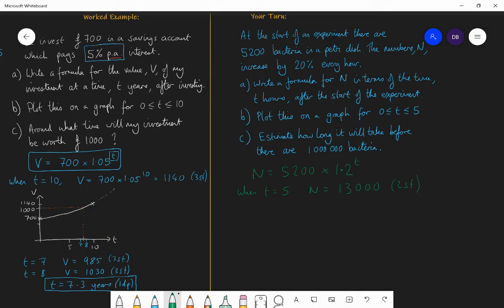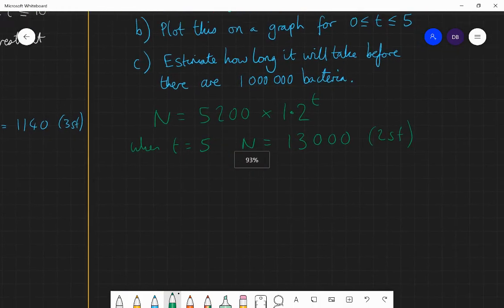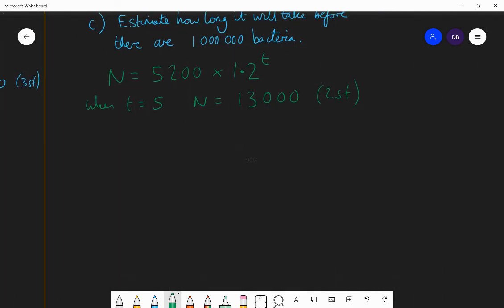So I need my graph, when I plot it, for 5,200 times 1.2 to the power of t, I need a y-axis for n. The x-axis is time in hours. I start at 5,200. I'll end at 13,000. So let's say that 10,000 is there. 5,000 just about there. 13,000. So 15,000 would be there. So 13,000, let's say, is there.